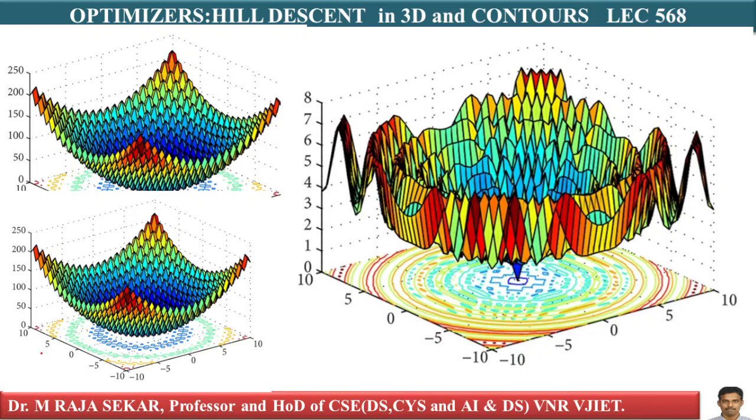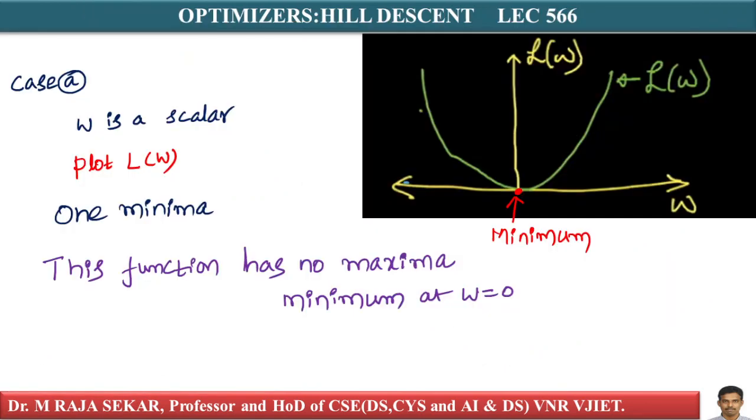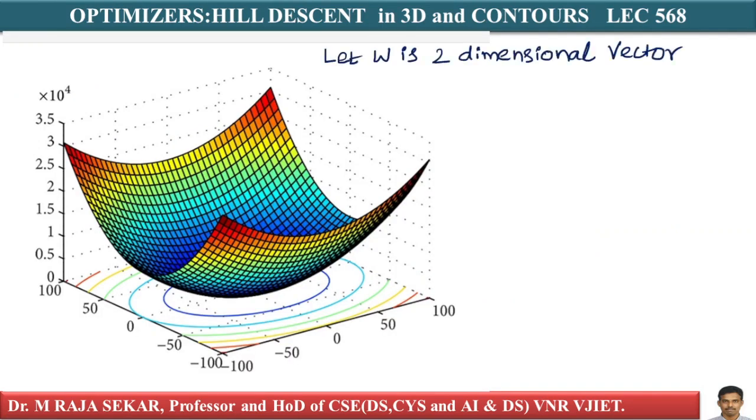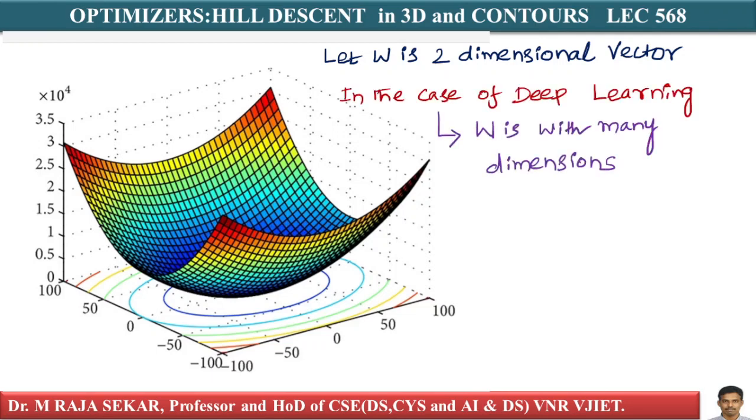Here for the 2D examples, if you notice, we said W is a scalar. Just try to recall my lecture number 566. We said W is a one-dimensional scalar. Let's assume W is a two-dimensional vector. In the deep learning case, your W has many dimensions, because you have tons of weights, thousands of weights.